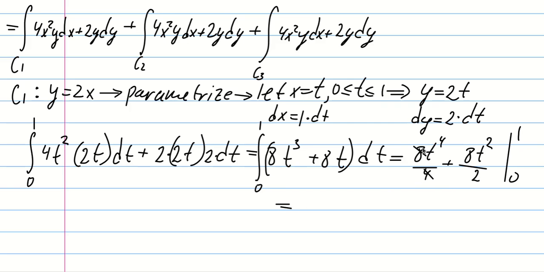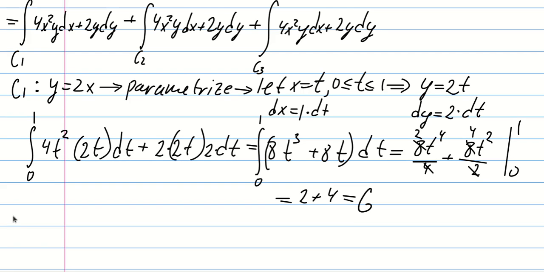So 4 and 8 gives us 2, and 8 and 2 gives us 4. If we look into the future, 0 will zero everything out. So we have 2 plus 4 if we plug in 1, which gives us 6.